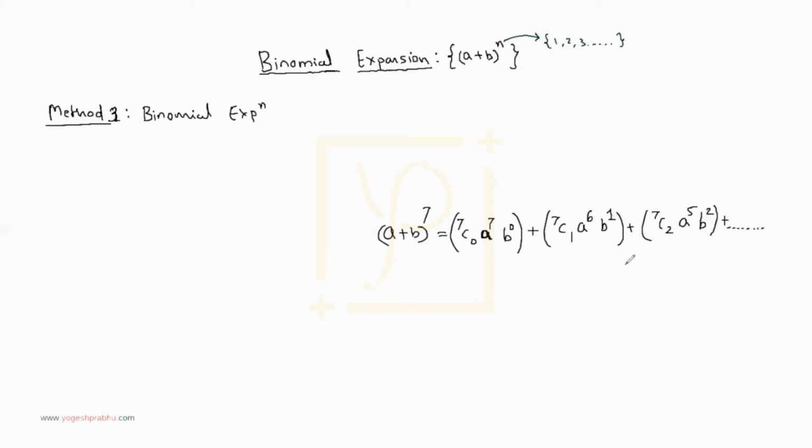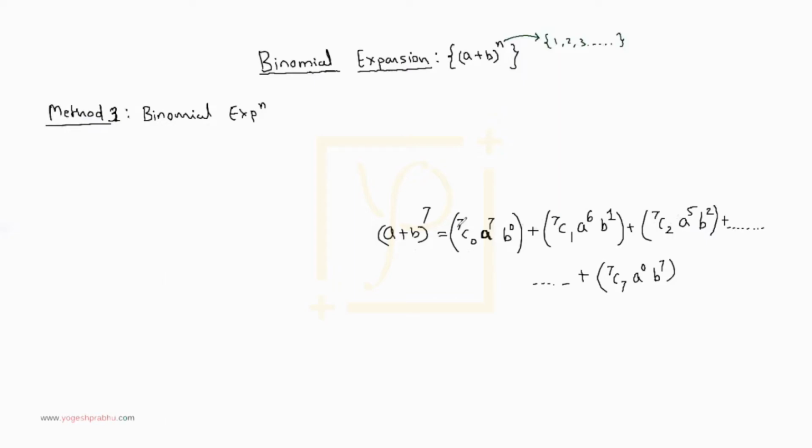So plus dot dot dot, and then tell me the last term. You will keep on doing 7c0, 7c1, 7c2, 7c3, 7c4, 7c5, 7c6. The last term will be 7c7. The power of a you will keep on reducing: a raised to 7, a raised to 6, a raised to 5, a raised to 4, a raised to 3, a raised to 2, a raised to 1, a raised to 0. The last term will have a raised to 0, and the power of b keeps on increasing and it will become b raised to 7. So I hope you understood how the binomial expansion formula is written.